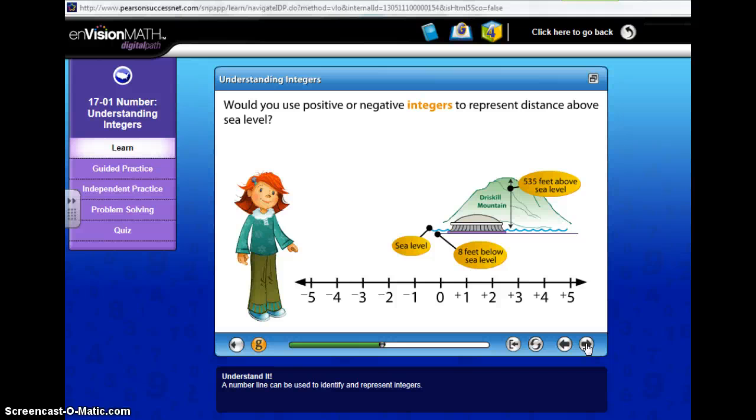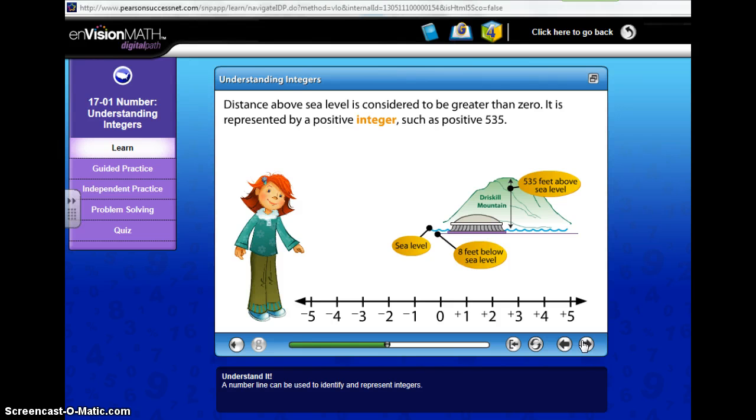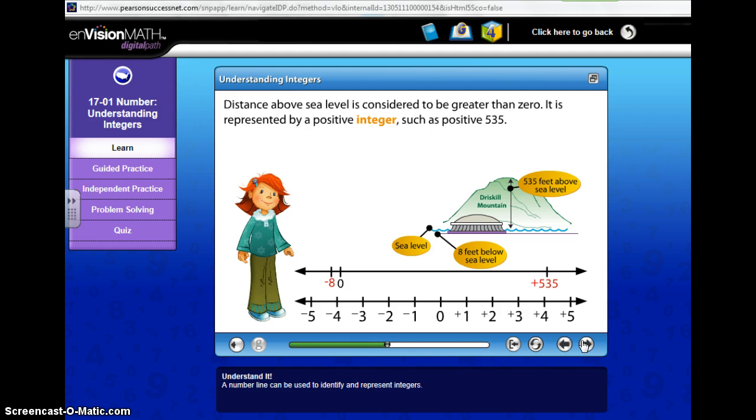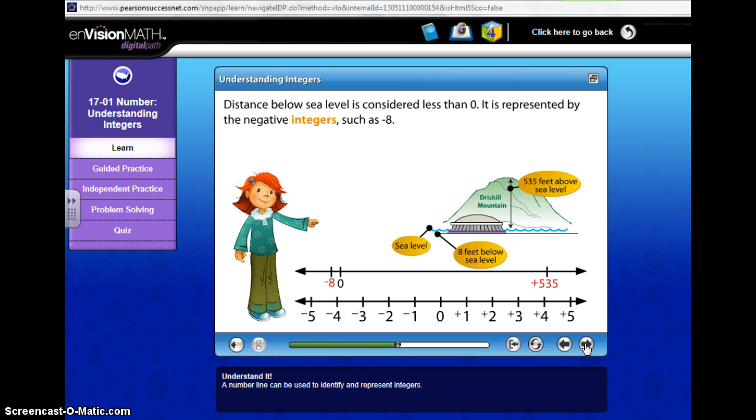If we're talking about distance above sea level, positive. Distance above sea level is considered greater than 0, so we're going to use the word positive along with the number 535. So positive 535. Which of these words would you use to represent the distance below sea level, America? Negative. So we would say the number 8 with the word negative, negative 8.